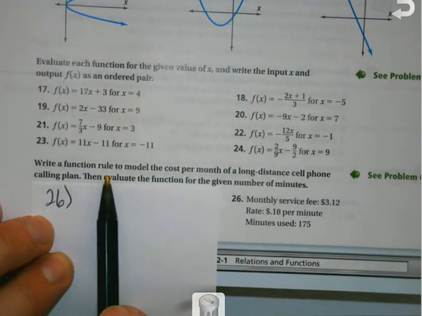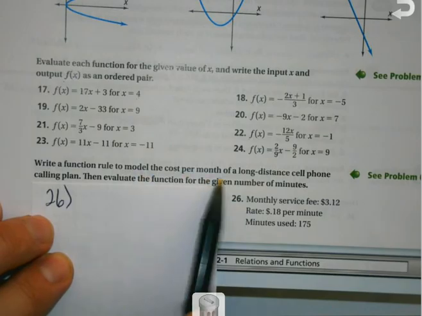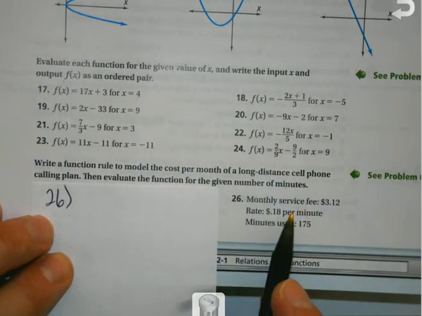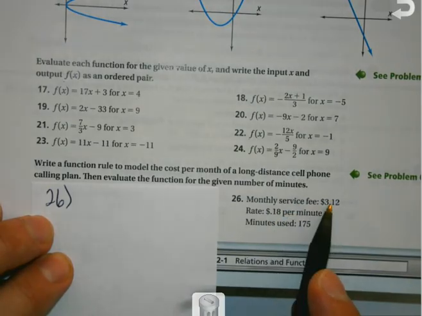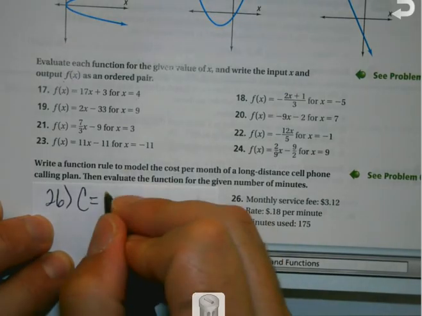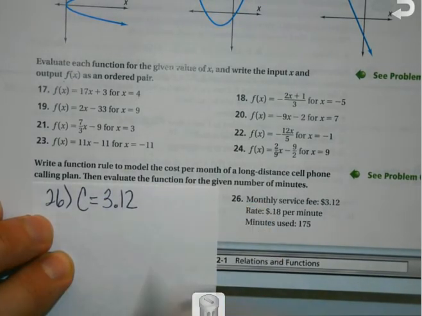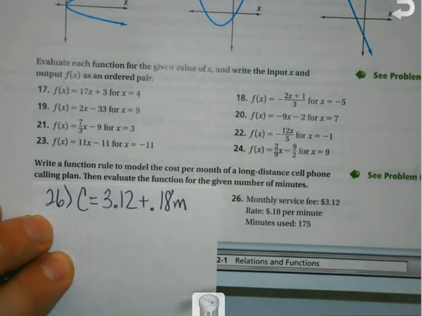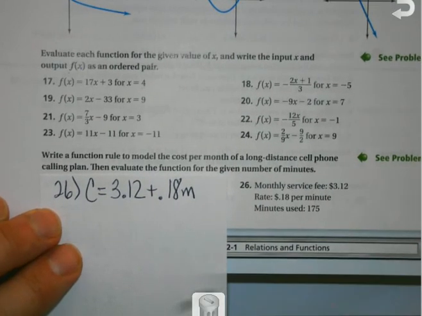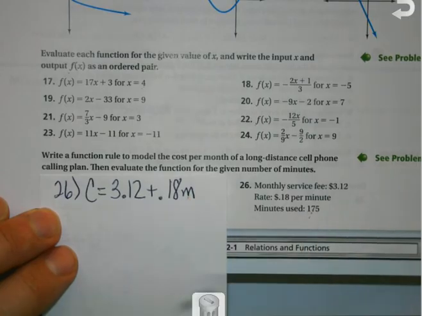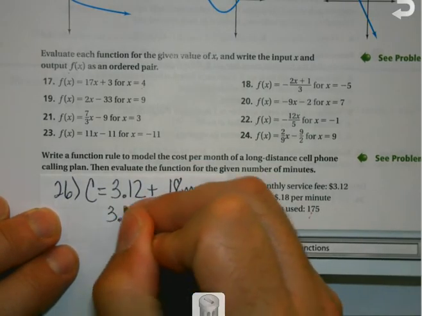Write a function rule. Ooh, we got to write the expression to model the cost per month of a long-distance cell phone calling plan. Then evaluate the function for the given number of minutes. Okay. So this place, we have a monthly service fee, and then we pay a rate per minute. So, okay, so my cost would be the monthly fee plus the rate times the number of minutes I use. Okay, that would be my function, or my function rule. Then my job is to plug the minutes used number in for M and actually figure out what this would cost.